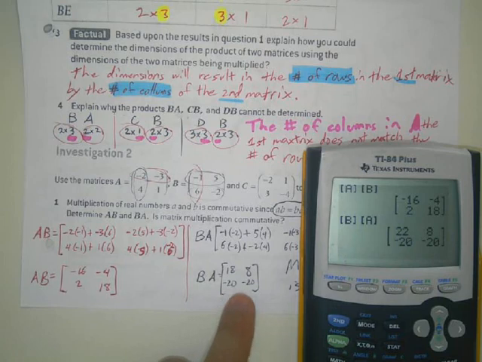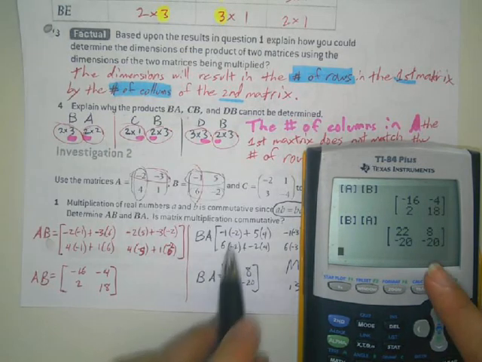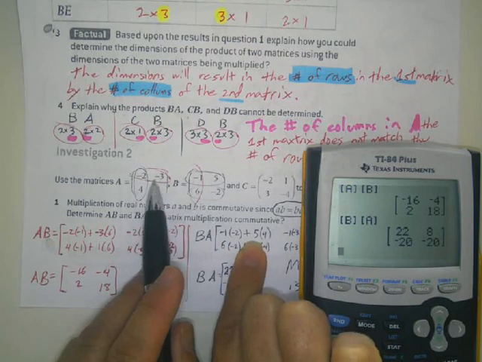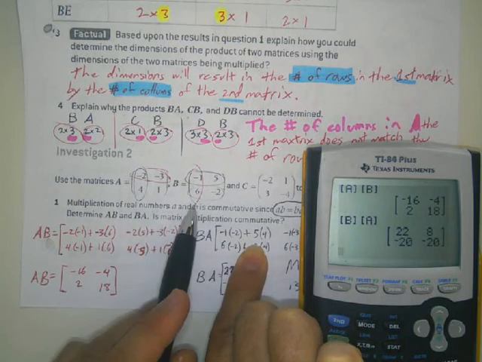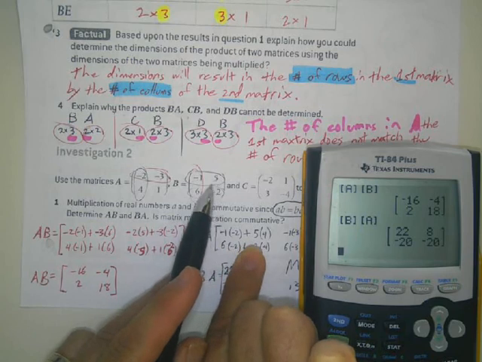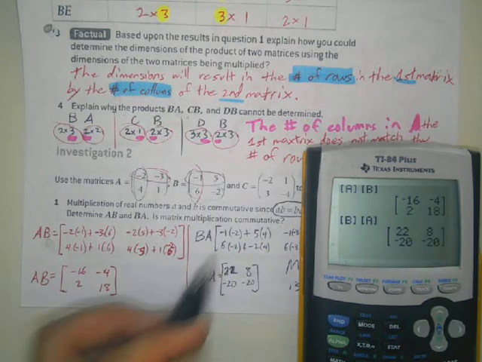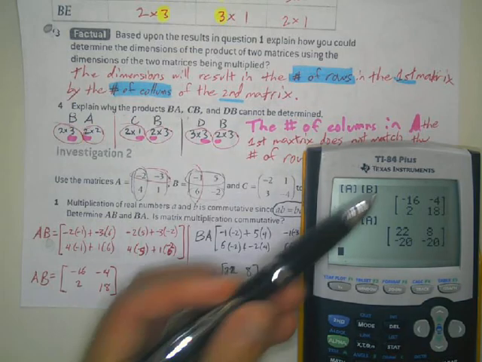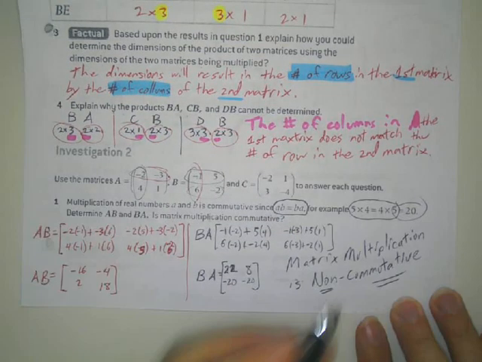Uh-oh, I made a mistake, didn't I? Okay, well, this is supposed to be 22. Maybe you can help me figure out what mistake I made. I should have had negative 1 times negative 2 plus 5 times 4. Oh, that makes sense. It should be 22, right? Because this will be positive 2, and that should be positive 20. Okay. All right. So, as you can tell, these are not the same. Since these are not the same, that means matrix multiplication is not commutative.